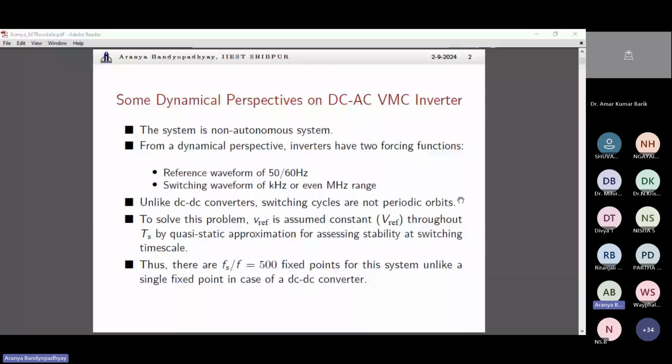If it is the switching frequency and if it is the fundamental frequency, that many fixed points will be there. Now, can you understand the problem of analyzing the stability of a system? Why are two frequencies there? Let us forget even about three frequencies. The question is: do we necessarily have to analyze the stability of 500 or 1000, or at least 100 fixed points?